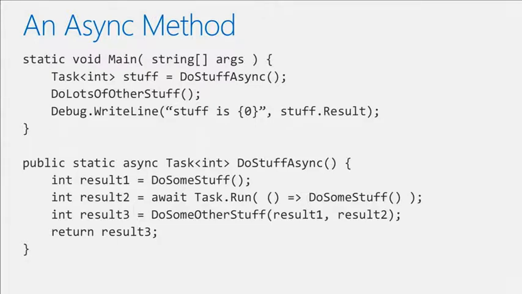It returns a task with an integer result property, and it's declared with the async keyword. Now that async keyword is contextual, so if you use it in the signature of a method, that's the async keyword.